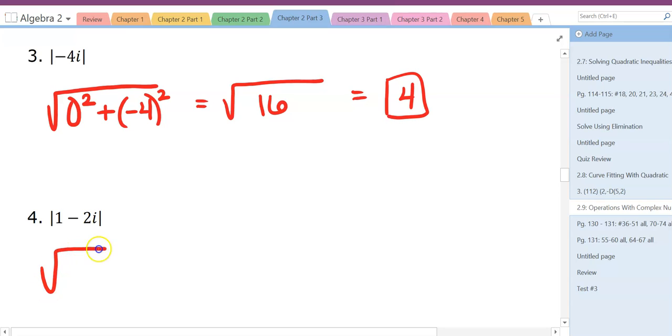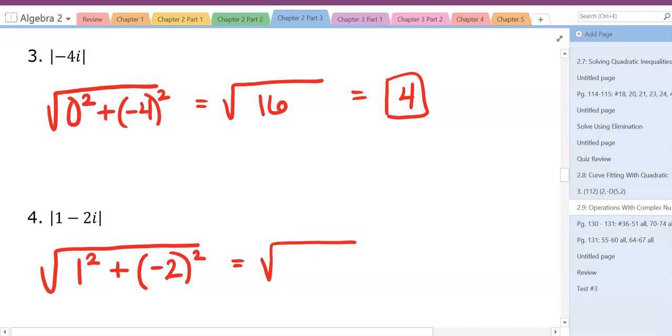What do I put underneath my square root for number 4? 1 squared. 2 squared. What's 1 squared? 1. 2 squared? 4. So we have 1 plus 4, so we get the square root of 5.